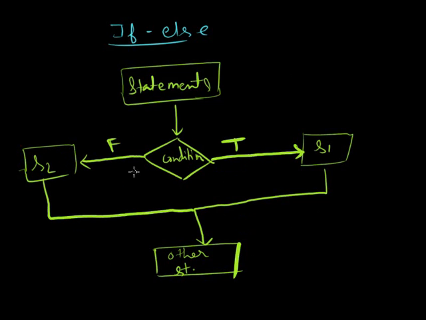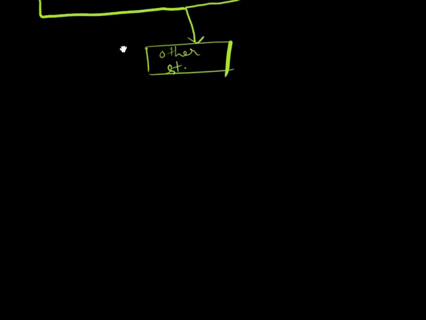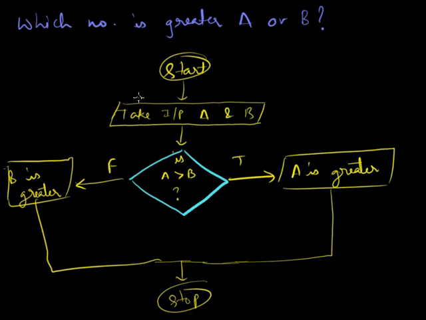Let us take the example which we have written earlier. We have drawn a flowchart of this example. Which number is greater, A or B? Let us draw this flowchart for our problem. Okay, this is the flowchart of our problem. We start, we take input A and B, and then we have a condition. Is A greater than B? So if this condition is true, that it is true that A is greater than B, we print A is greater and stop. If this is false, which means that B is greater, if A is not greater than B, then B is greater and then stop.